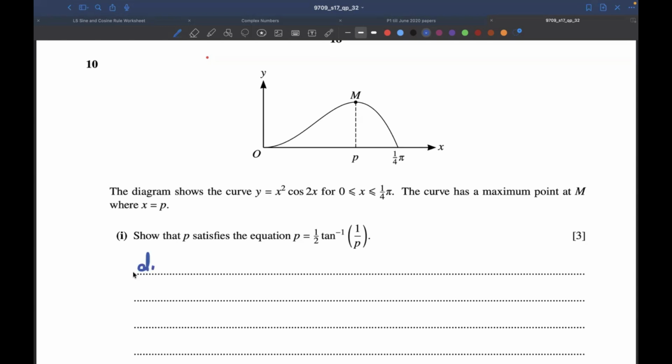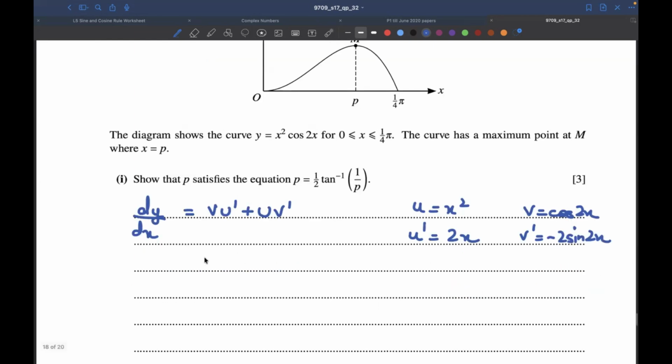So in the first step, we'll find dy by dx. And as two terms are multiplying, we'll use the product rule. So we'll say u equals x squared and u dash will be 2x. v equals cos of 2x, so v dash will be, the derivative of cos is minus sine and the derivative of 2x is 2, so minus 2 sine of 2x.